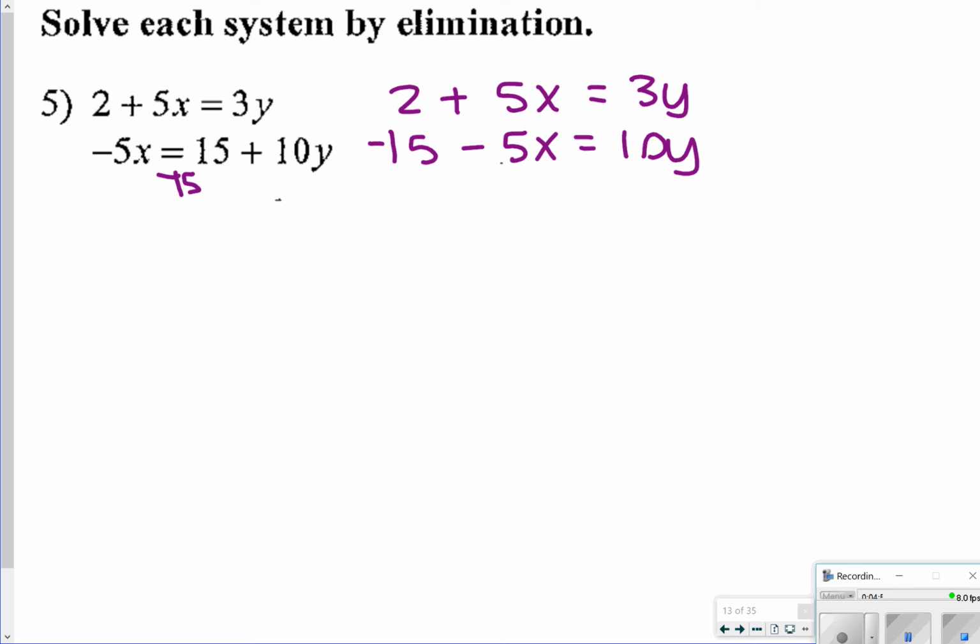So what I've basically done is just set up my constants together, the x's together and the y's together. So I basically just put them in the same situation in the equation. Now I can go ahead and eliminate. It's really easy to eliminate the x's here because there's one positive 5 and one negative 5. So I can go ahead and solve for y. 2 and negative 15 is going to give me negative 13.